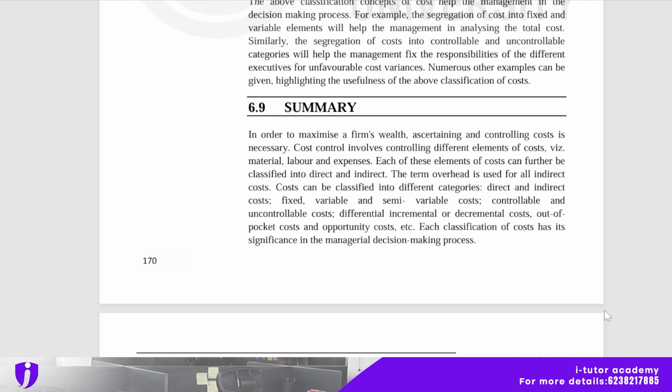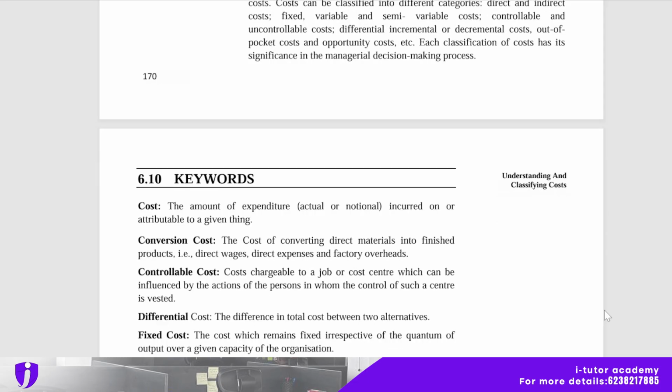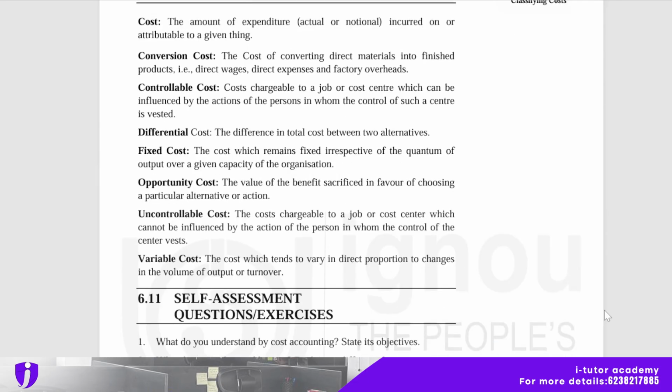In order to maximize the firm's wealth, ascertaining and controlling cost is necessary. Cost control involves controlling different elements of cost: material, labor and expenses. Each of these elements of cost can further be classified into direct and indirect. The term overhead is used for all indirect cost. Cost can be classified into different categories: direct and indirect cost, fixed, variable and semi-variable cost, controllable and uncontrollable cost. All these we discussed already in this chapter. And keywords are there. If you feel any keywords are difficult, you just refer to this section.